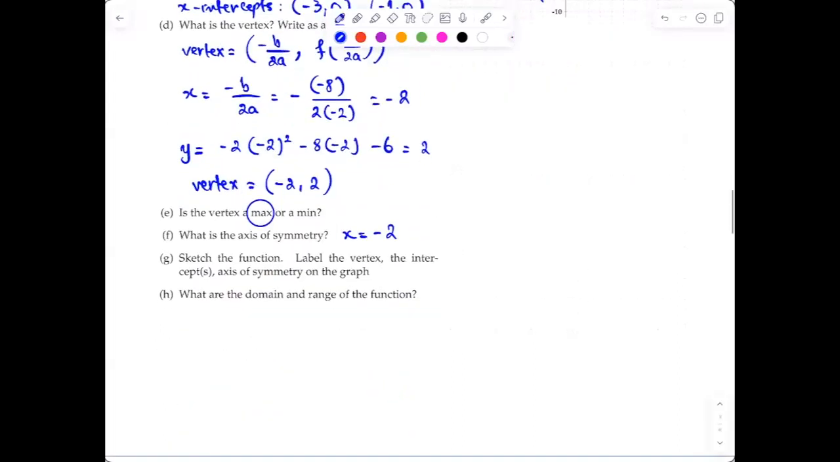Okay. Let's cover the last problem here. What are the domain and range of the function? So the domain of the function is from -infinity to +infinity. Now, what is the range of the function? So -infinity to 2, including the 2. Any questions?